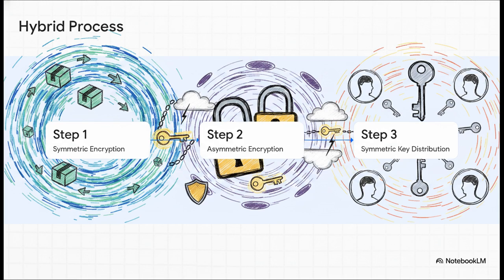And finally, step 3 is the payoff. Because the asymmetric control plane securely delivered the key across the internet, we successfully achieve safe symmetric key distribution. Once that key is safely shared, the asymmetric job is officially done, and both parties can just communicate at absolute lightning speed using those securely shared symmetric keys.